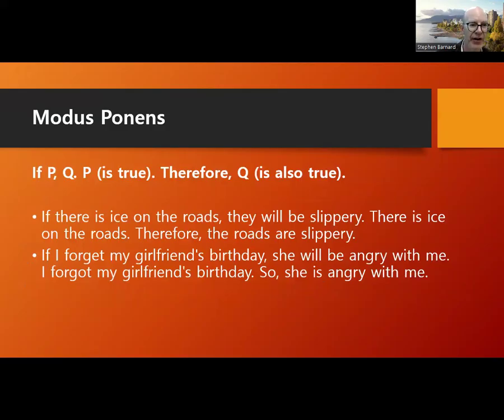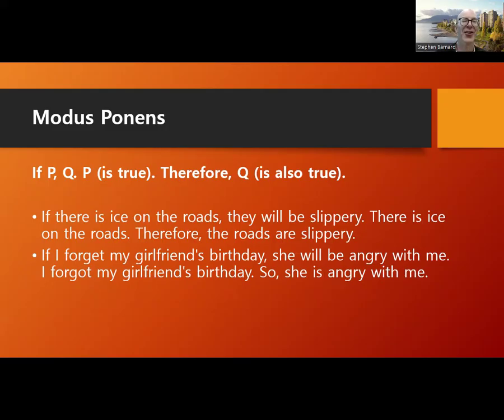Okay, so very quickly, modus ponens. I have a couple of examples here. If there's ice on the roads, they will be slippery. There is ice on the roads. Therefore the roads are slippery. There's no way to accept the truth of the premise, there is ice on the roads, without accepting the conclusion, the roads are slippery.